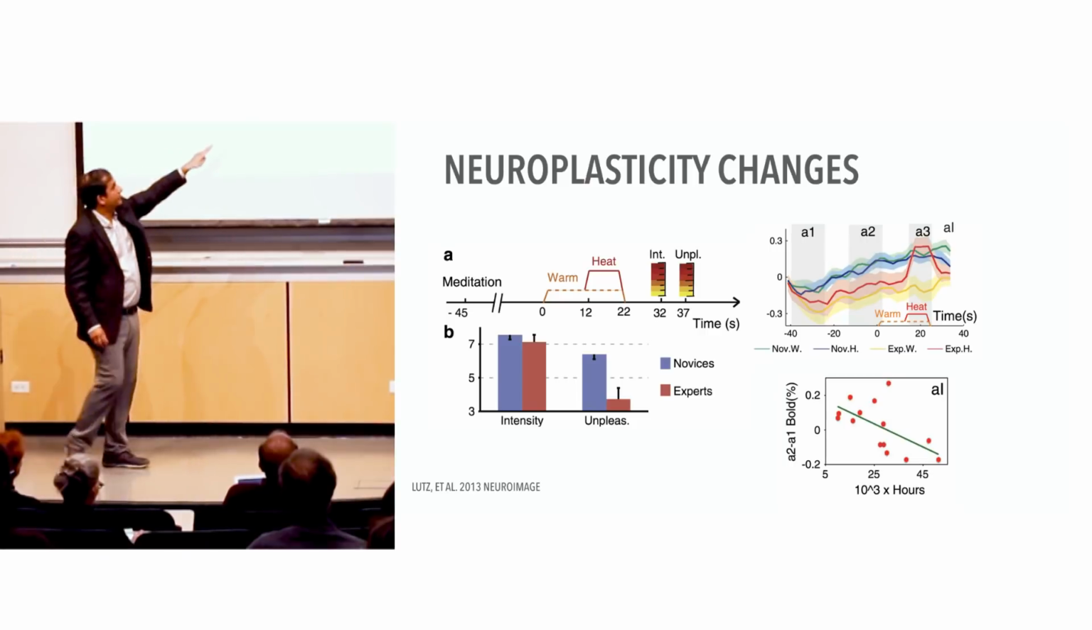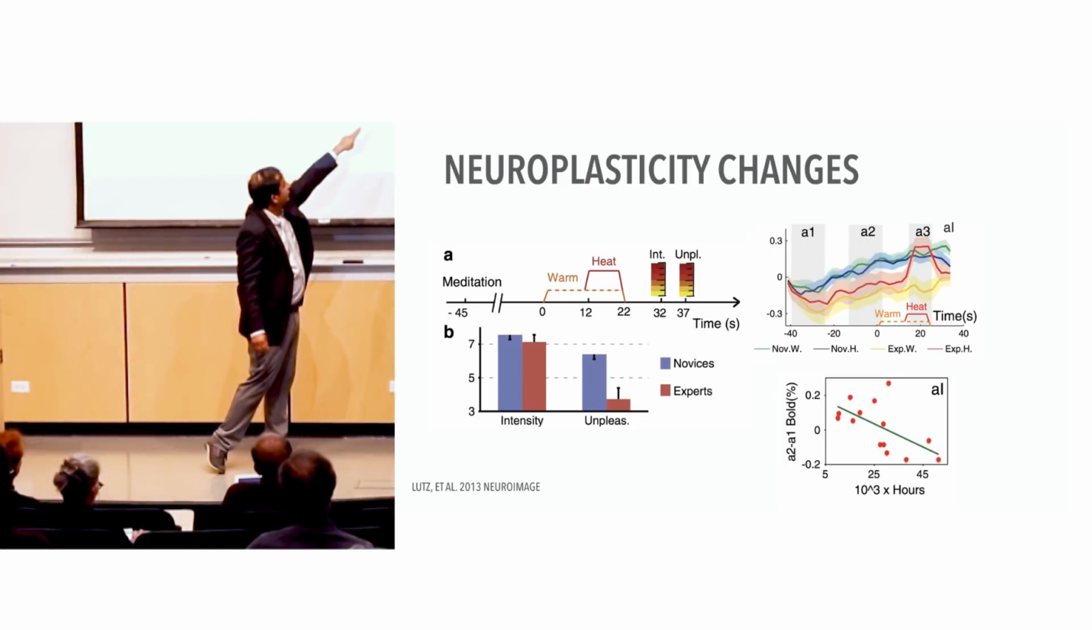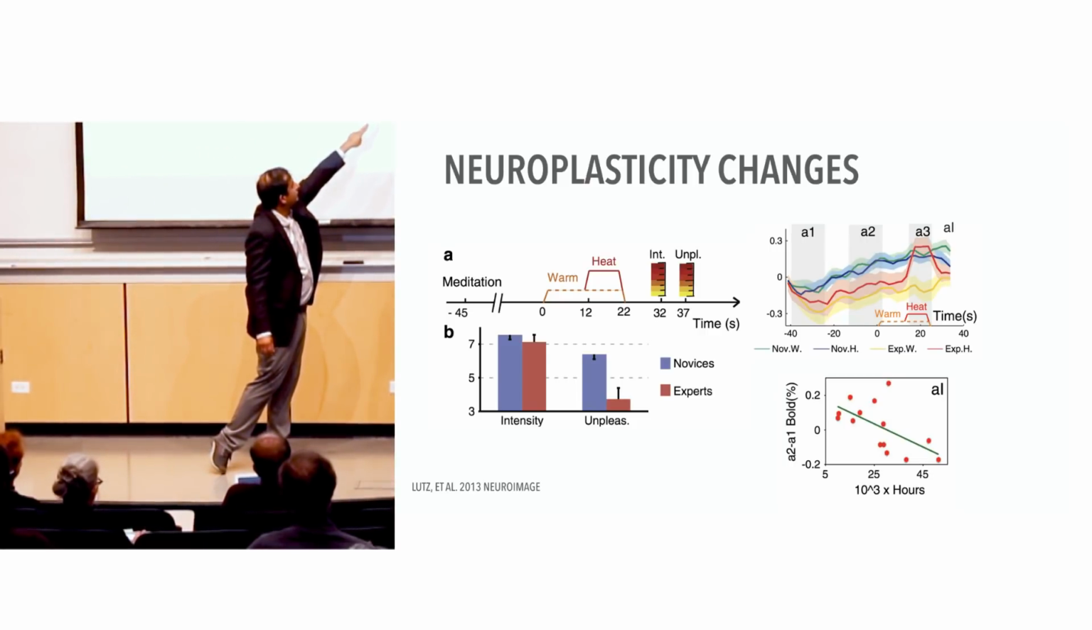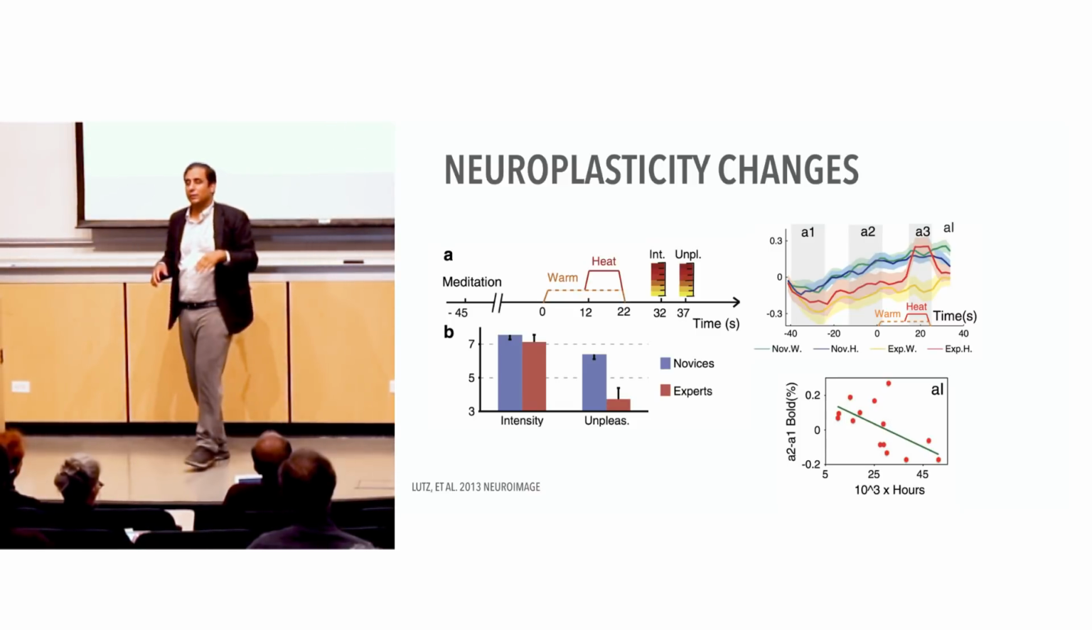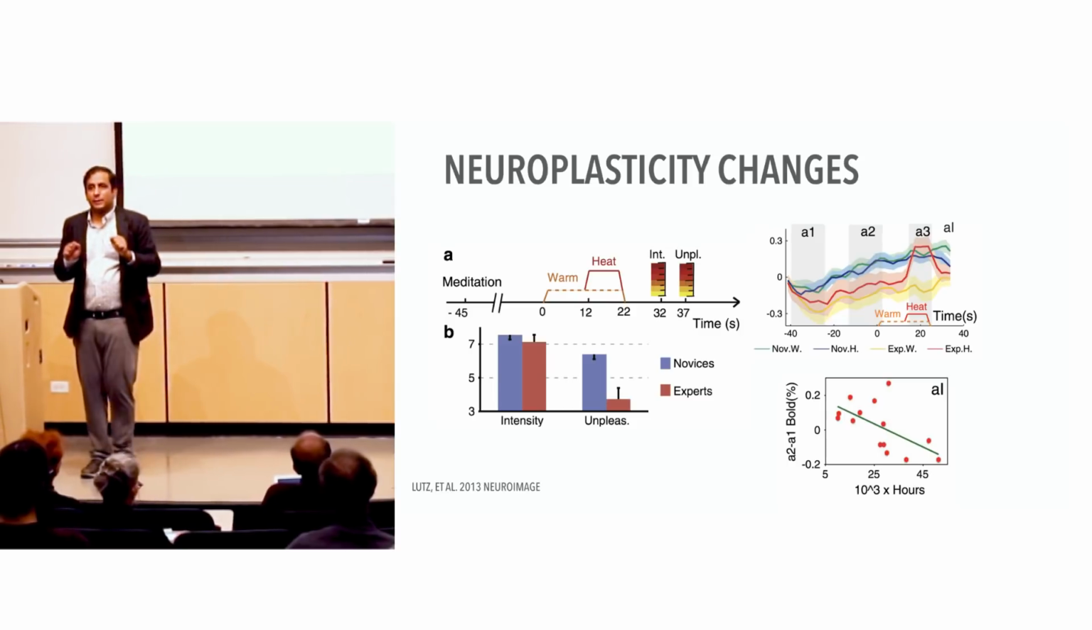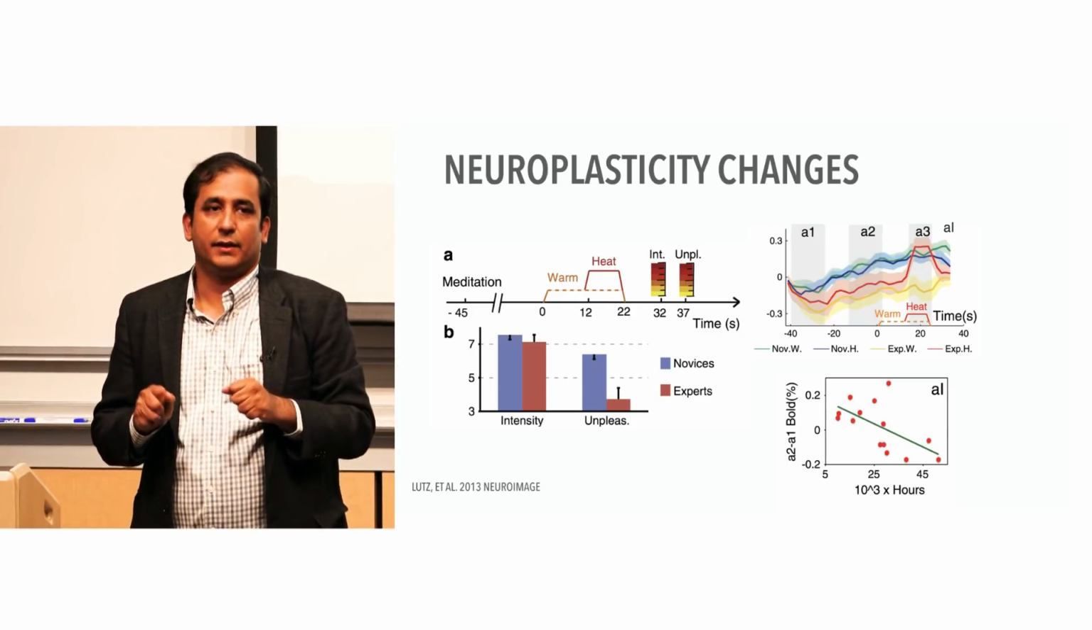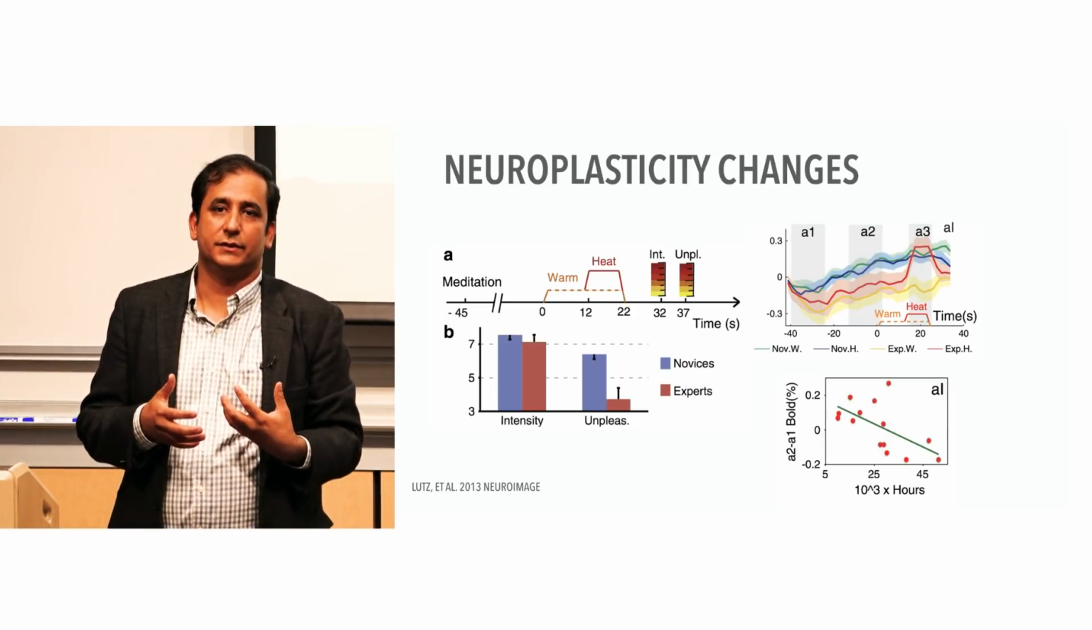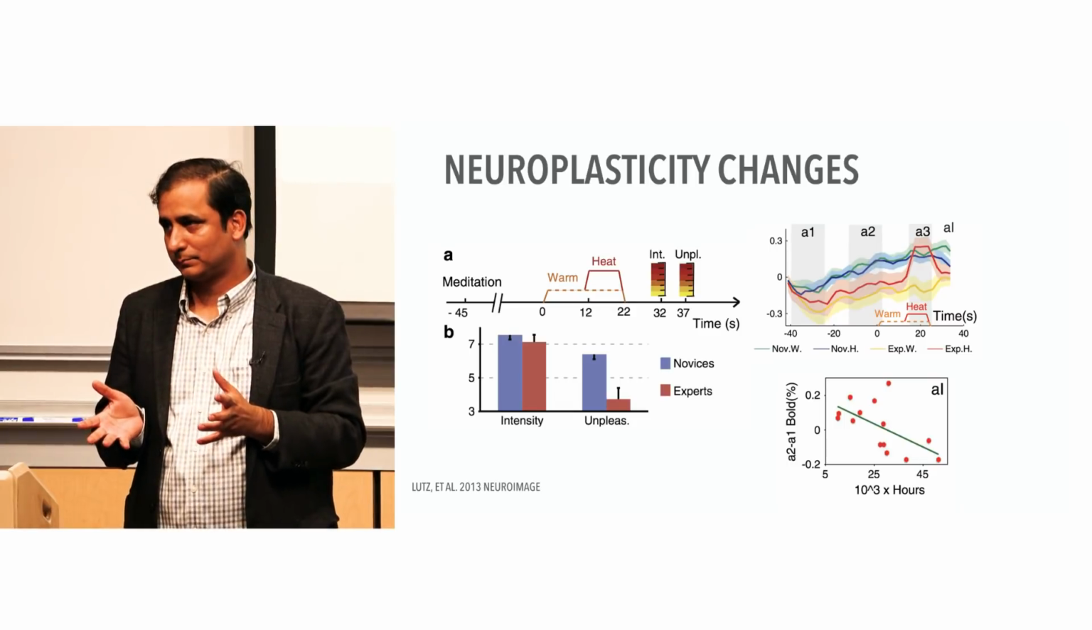But if you look at the experienced meditators, in the case of W, it is very interesting. W means just the warm, no heat. The yellow line basically just flattens out. Unless there is a pain stimulus, they don't react. But if you look at novices, they react no matter what.